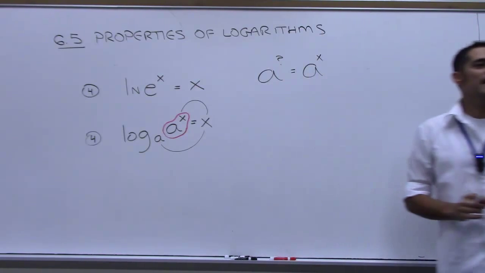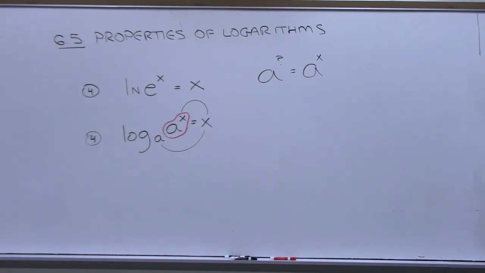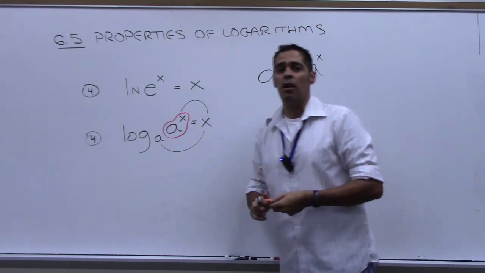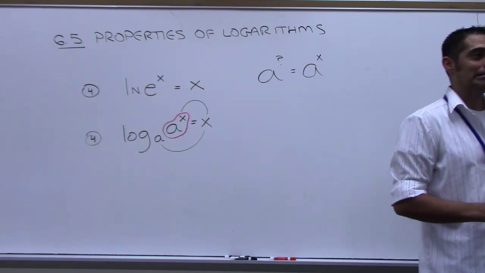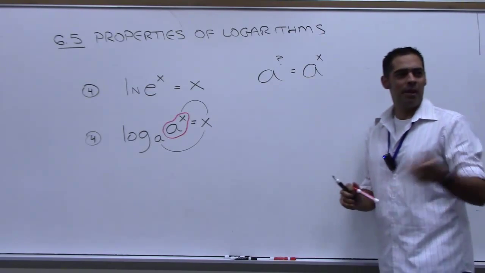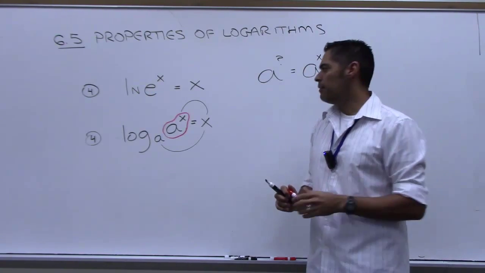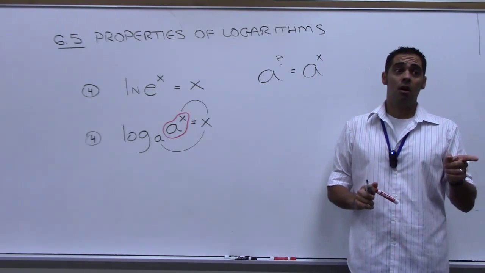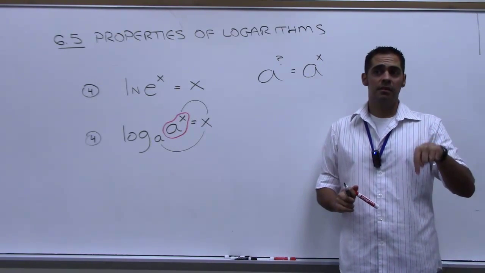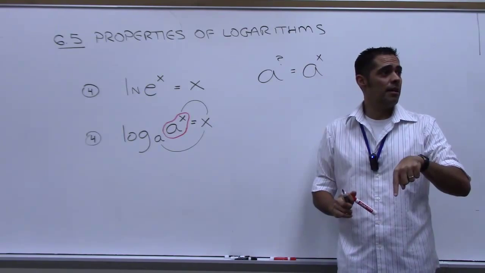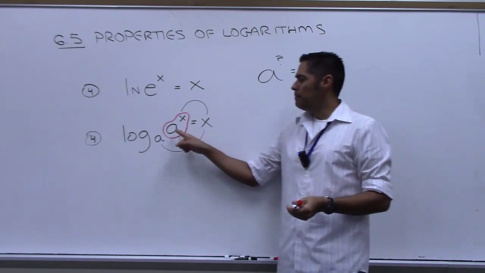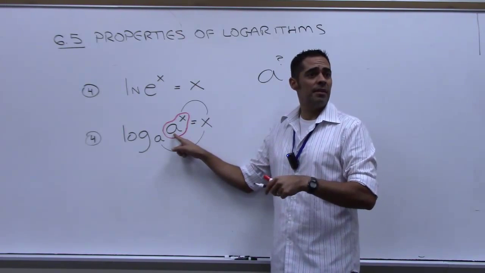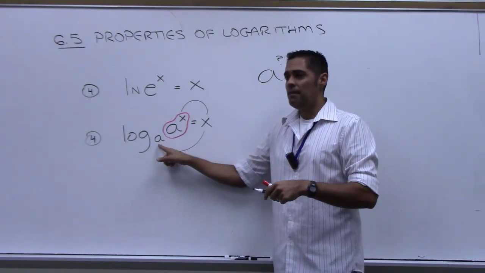Okay? A to the x is what type of function? Exponential function. Is an exponential function 1-to-1? So it has an inverse. What's the inverse of the a to the x function? Log base a, right? So you're telling me that this function a to the x has an inverse, and its inverse is log base a of x, which is this, right?